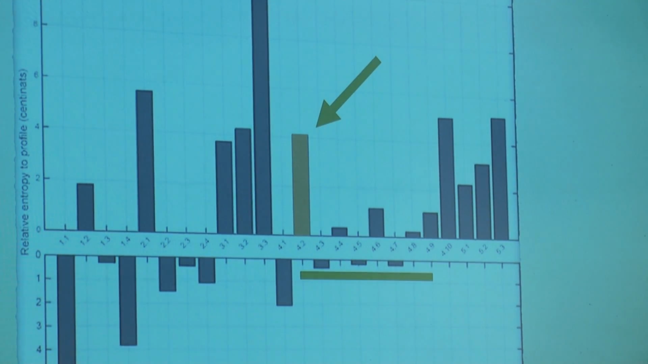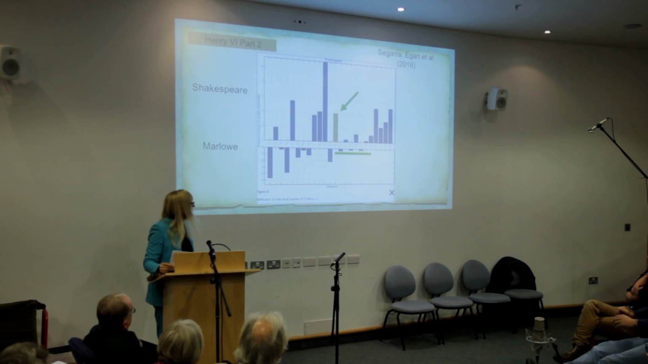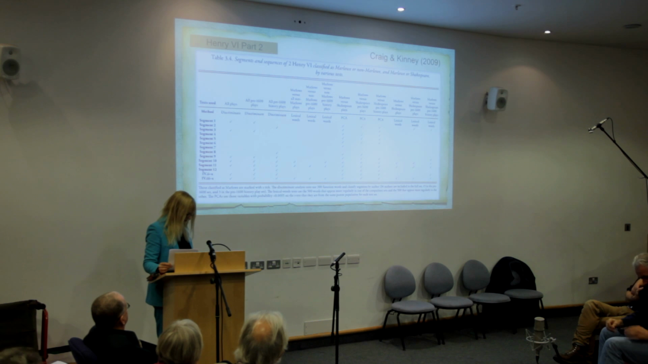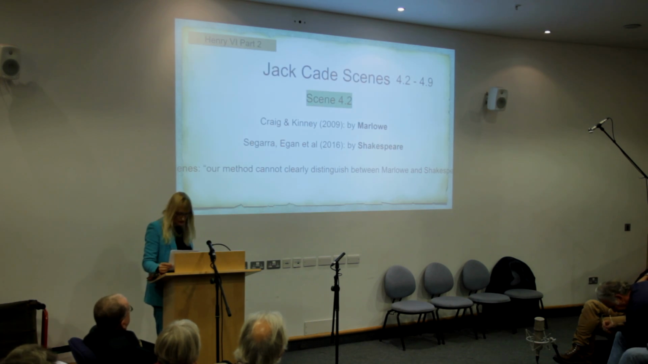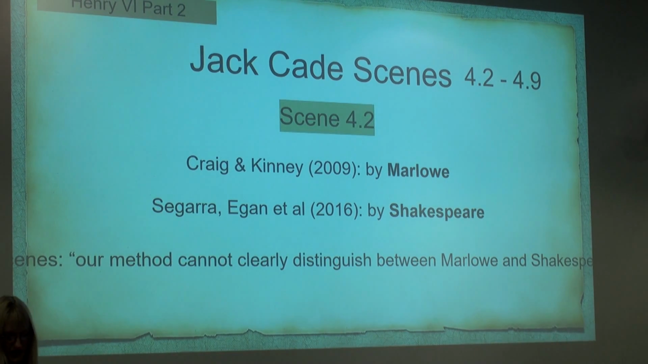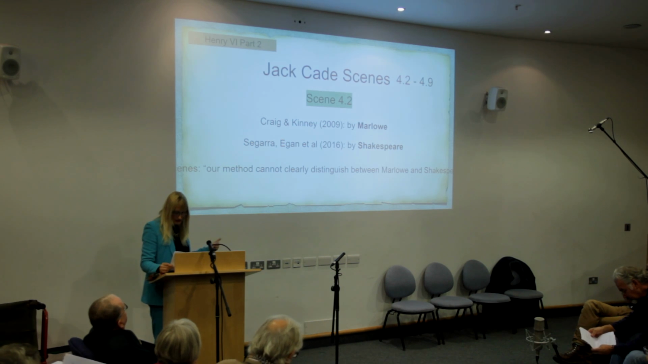Unlike Craig, the majority of their tests gave 4.2 to Marlowe. They gave this one, there it is at the bottom, to Shakespeare. Now, I could go into their figures on Henry VI, Part 3, but I think we've seen enough of the word adjacency networks. Because what I really want to look at is this Jack Cade scene, 4.2.